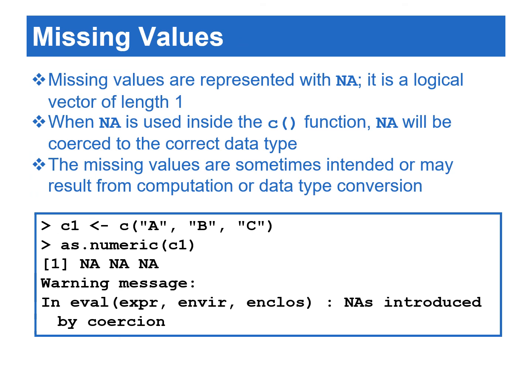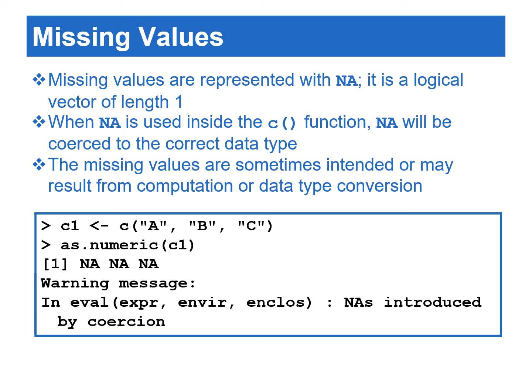Now let's talk about missing values. Missing values are represented with NA. NA is a logical vector of length 1. When we use NA inside the c function to represent missing values, NA will be coerced to the correct data type. For example, when NA is used when creating a numeric vector, NA will be coerced to the numeric type.